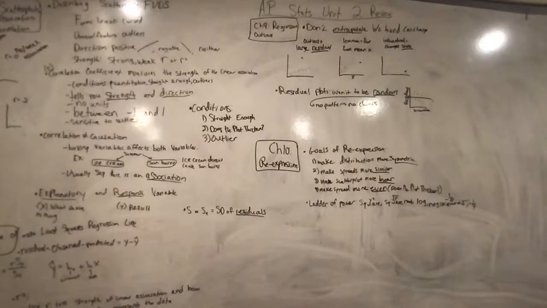Leverage is when a point is far from the mean X. So this is the mean X, or actually no, the mean X should be more to the left. And you can see that point is way to the right, so that would be leverage. And influential is when a point changes the slope. It seems that if this point wasn't here, it would be a positive slope, but with this point, now it becomes negative.